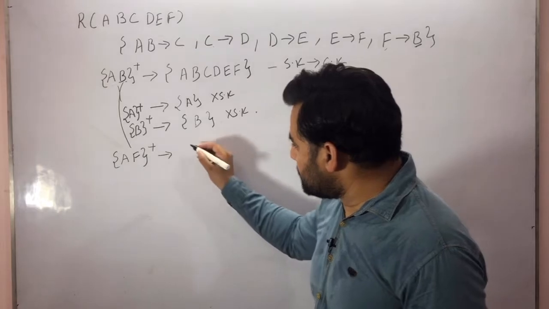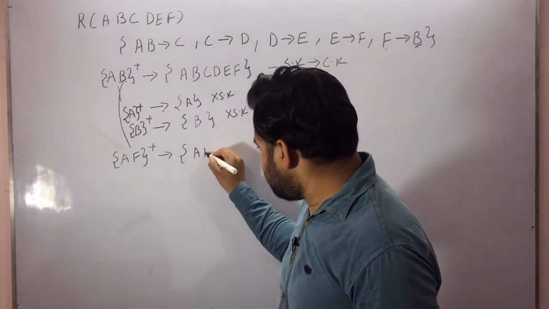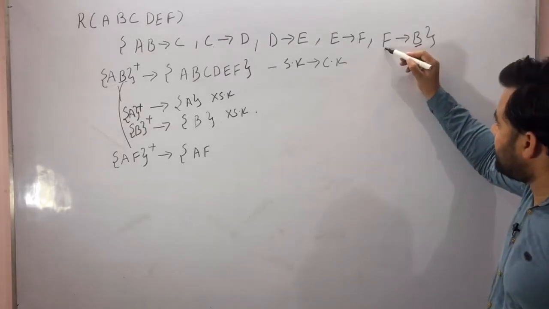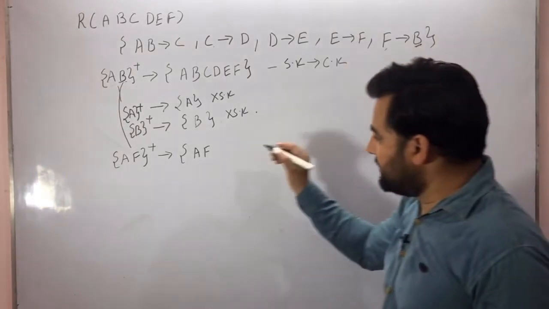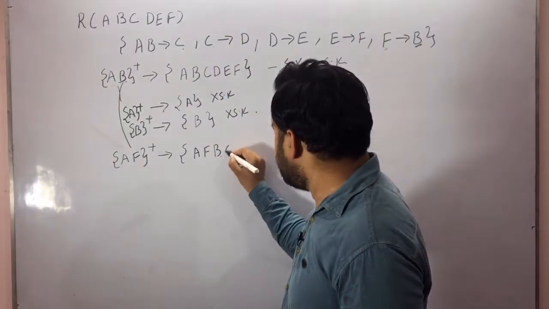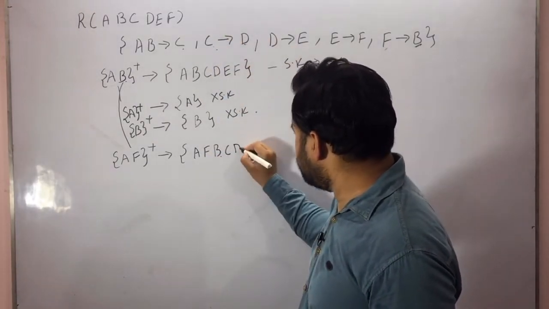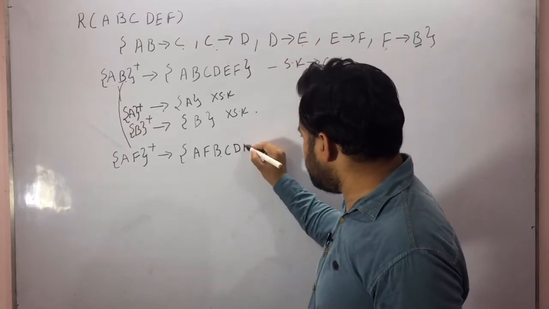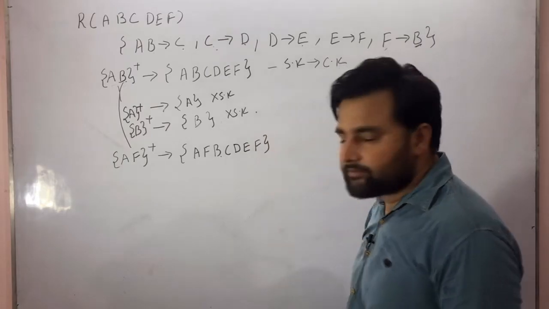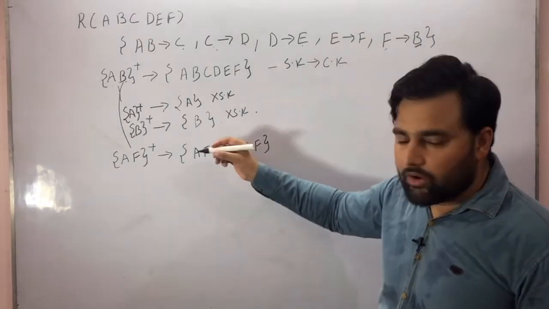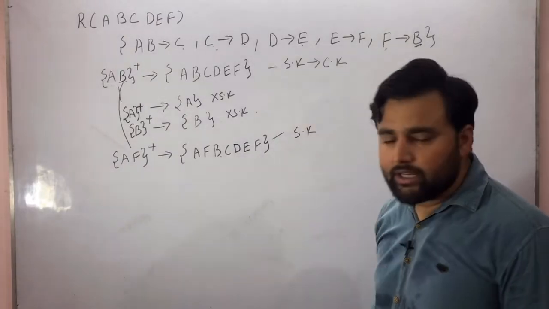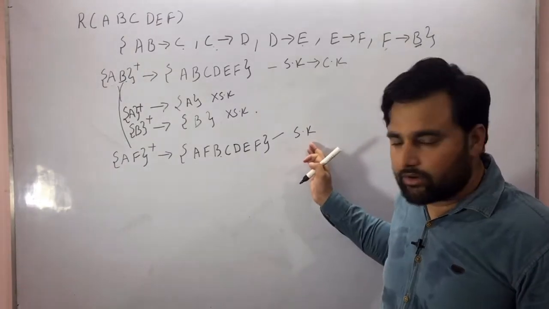So what is the closure of AF? AF. Okay, and from F I'm having B. So A is here, B is here, I will get C. From C I'm going to D, D tends to E, and E tends to F. So that means I found all the attributes. So what is the meaning? This is a super key. Now check whether this is a candidate key or not.